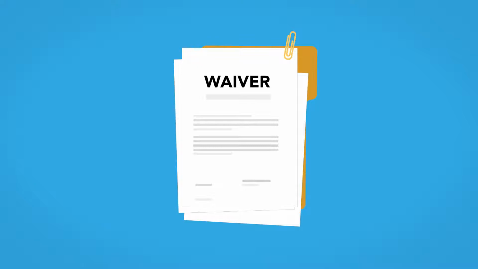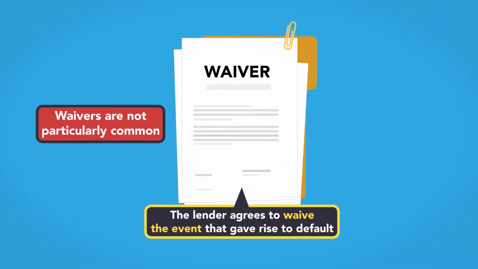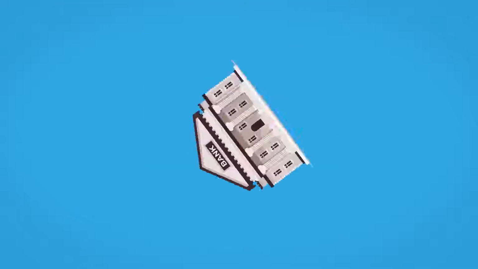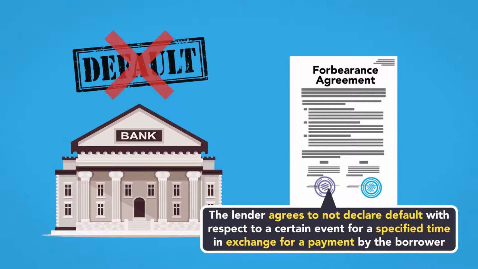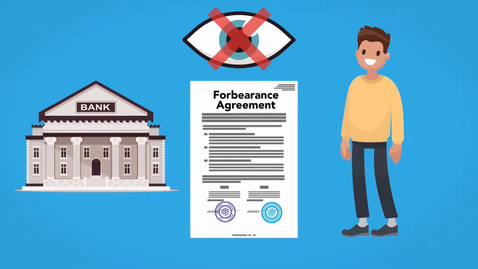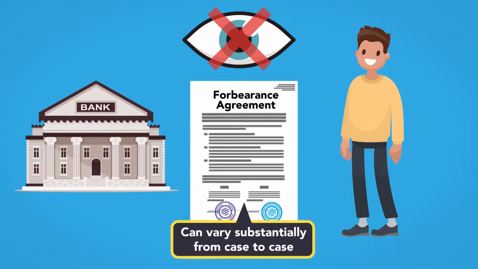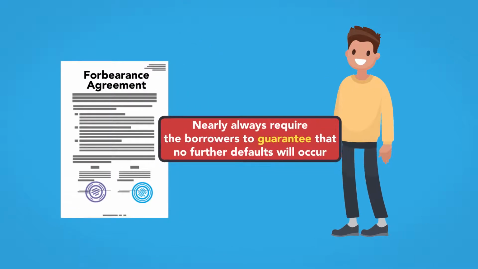For example, a lender may elect to give a borrower a waiver, which means that the lender agrees to waive the event that gave rise to default. Waivers are not particularly common. Lenders may also elect to execute a forbearance agreement, under which the lender agrees not to declare default with respect to a certain event for a specified time in exchange for a payment or promise of payment by the borrower. This consideration is negotiated privately, so the terms of a forbearance agreement can vary substantially from case to case. These agreements nearly always require the borrowers to guarantee that no further defaults will occur.